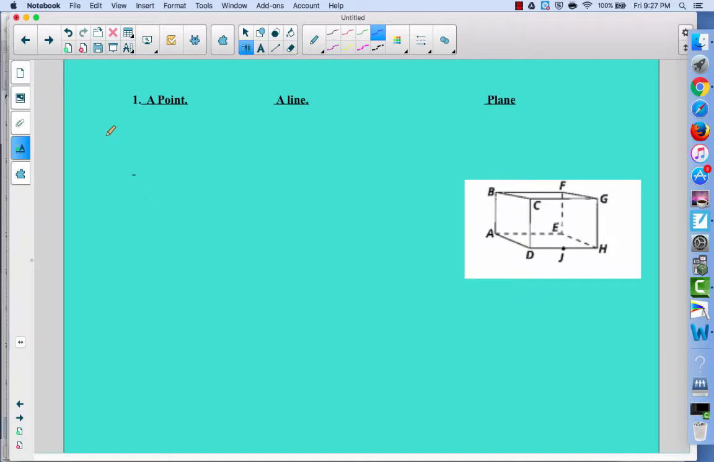So a point is something that has no size. We tend to always put a little dot to indicate a point. But remember, it's just a representation. A point really has no size. We indicate it with a capital letter. So like I could call this point A.